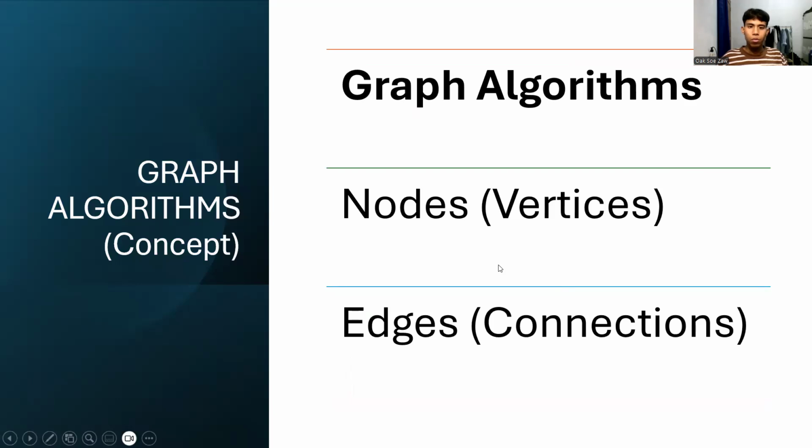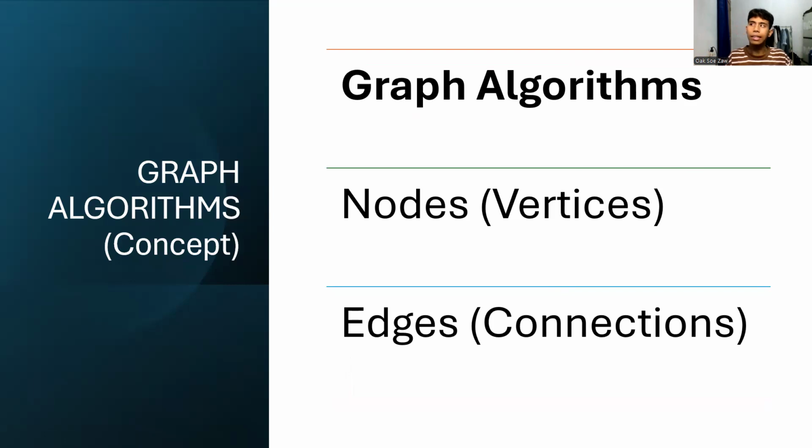Well, we'll go to the graph algorithm. A graph is made up of nodes and edges. Graphs are used to represent relationships. A very common real-life example is Google Maps, where the cities are nodes and the roads are edges.